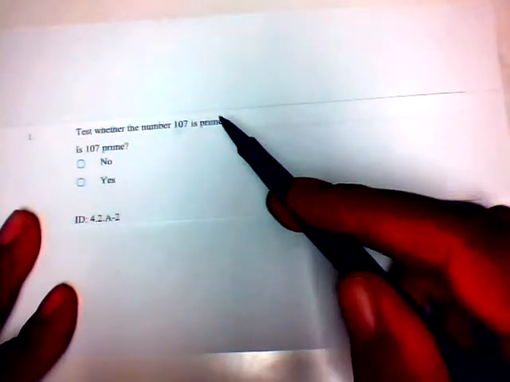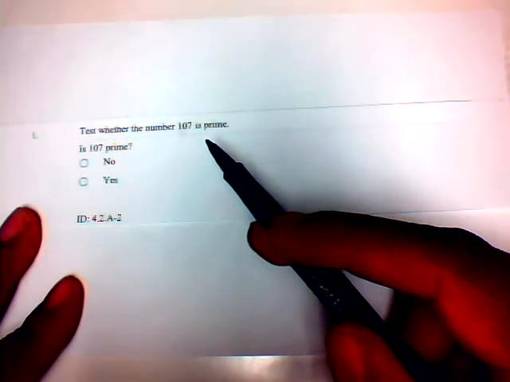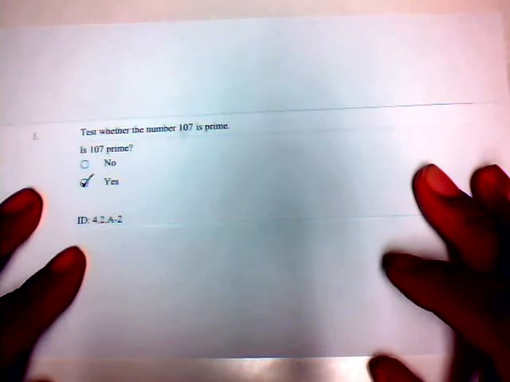Well, by looking at this, I know 107 is not divisible by 2. It's also not divisible by 3 because the sum of the digits, which is 8, is not divisible by 3. The last two digits are not divisible by 4. It doesn't end in a 5 or a 0, so it's not divisible by 5 or by 10. Also, it's not divisible by 6 or 8 or 11 or by 9. So here, this is considered to be a prime number. So 107 is prime.